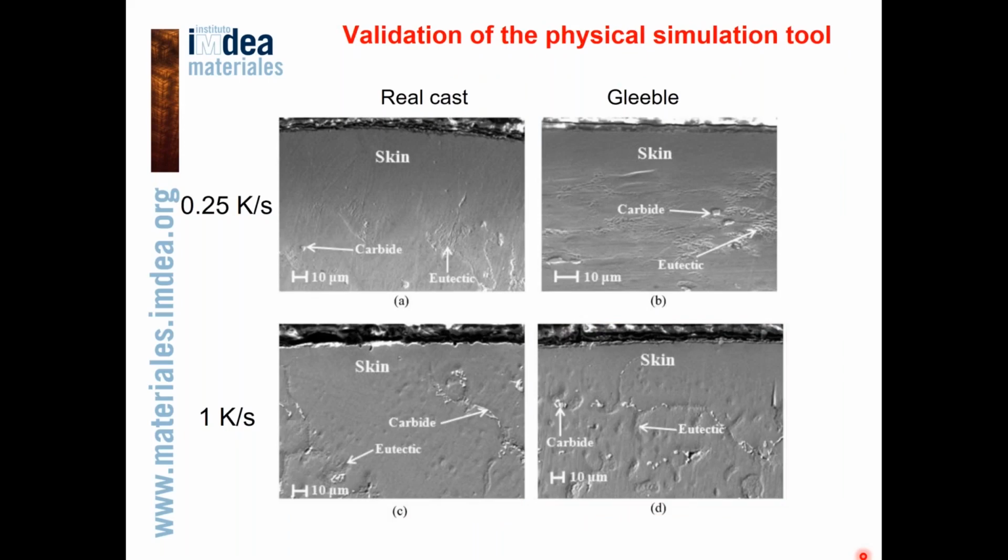Now let's have a look at the morphology of the skin. From these SEM images, we can see that the skin does not have any gamma prime eutectic pools. We don't see them either in the Gleeble samples or in the samples made from the real nozzle guide vane. Also, no gamma prime eutectic pools are observed in the samples after cooling with the cooling rate of 1 degree per second.